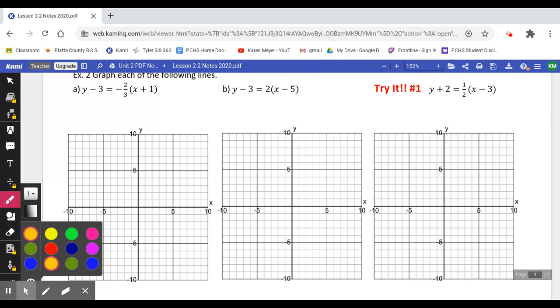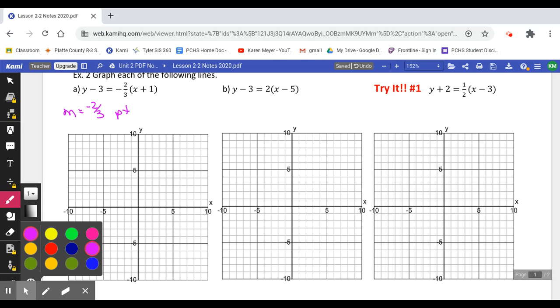Okay, if all else fails, you could graph by rewriting it into slope-intercept form, but that's going to take a little bit more work. So here we have a shortcut or a faster way to graphing. Remember, we said the slope is the number in front of the parentheses, so that's -2/3. And then the point. Remember, when we're identifying the point, you had to do the opposite of the number.